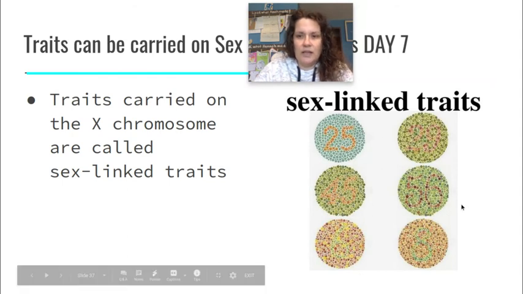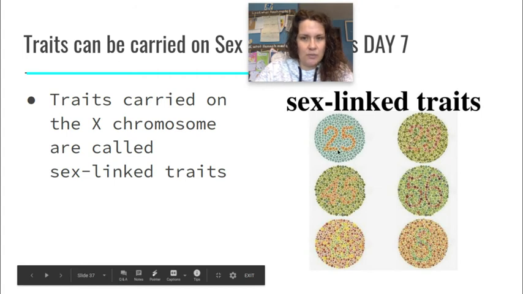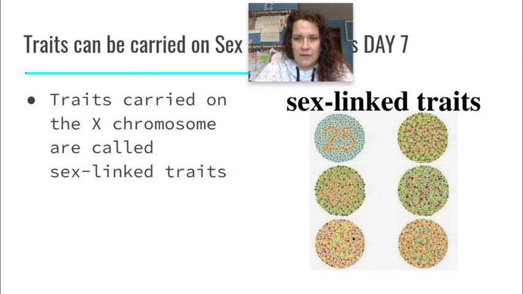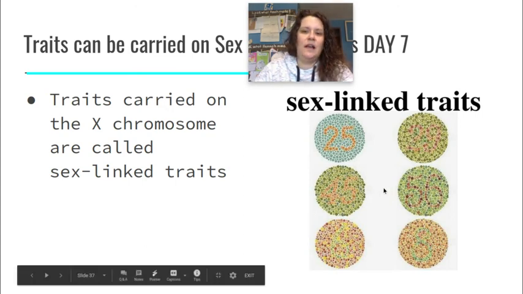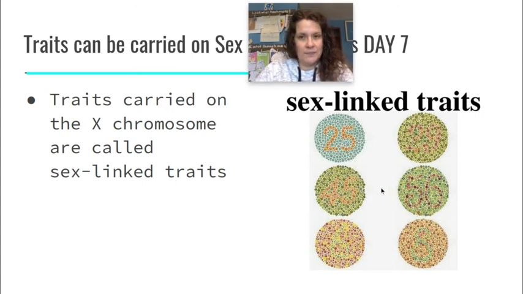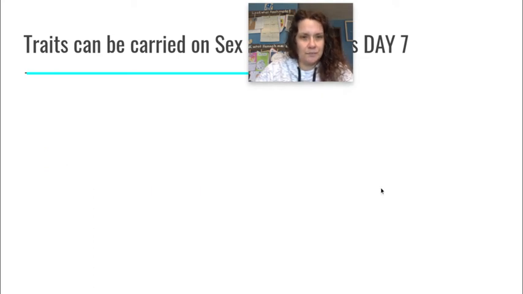So hopefully you're looking at this right now and you can see all the numbers. What number's there? 25. What number's there? 29, 45, 56, 6, 8. If you could see all that, then, well, you're not colorblind. If you can't see them, well, then maybe you need to talk to your doctor about that.